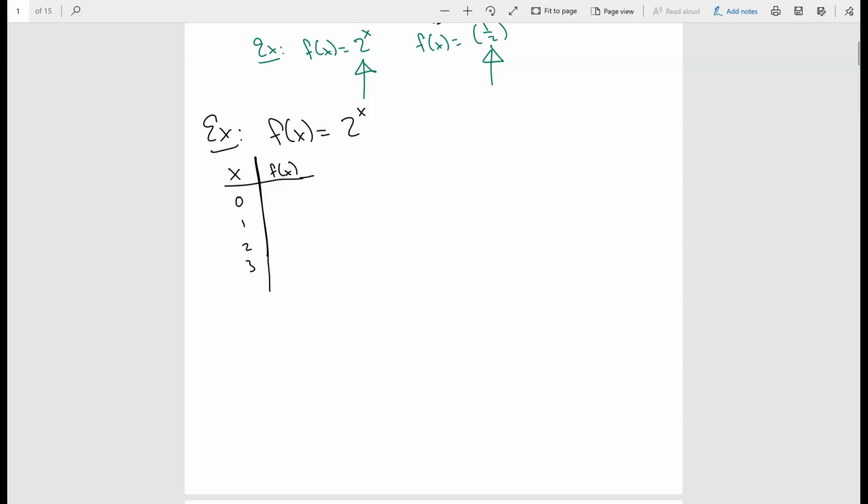I have 2^0, which is just going to give me 1, because remember, 2 to the 0 power is always going to give a 1. Or in general, a^0 is just equal to 1. I plug in 1, I get a 2. Plug in 2, you get a 4. Plug in 3, you get an 8. So here are a couple points.